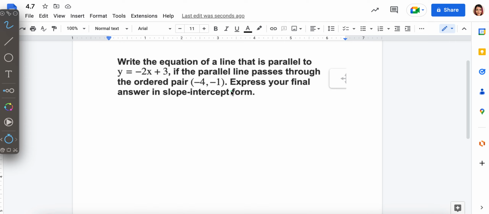Hi, my name is Jess Lane, and this video is on writing equations that are in slope-intercept form that are parallel or perpendicular to the line that is given.